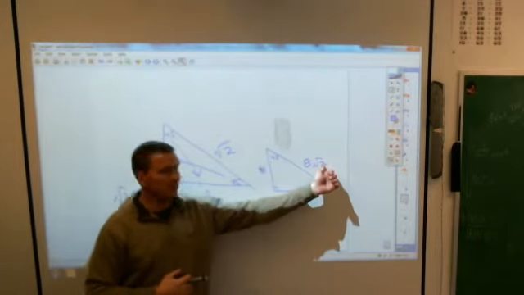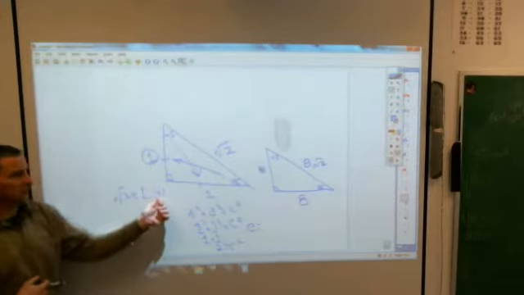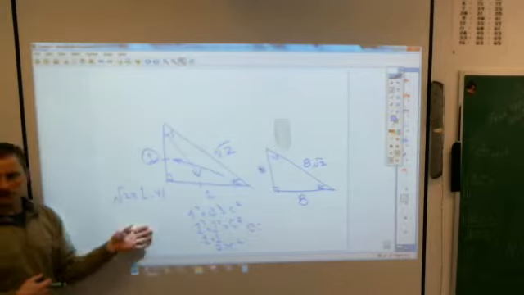Okay, and again, 8 times the square root of 2, you should be able to tell me is close to what? 1.4. What is 1.4 times 8? It's about 11. You can do the math, but I'll just tell you that's what it is.